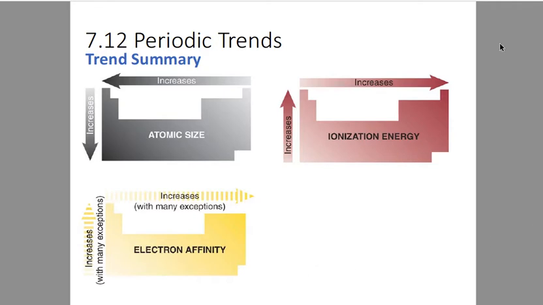So this is just the last slide in our set, and is a summary of the 3 trends that we're looking at in terms of ionization energy, atomic size, and electron affinity. Now again, electron affinity has a lot of exceptions to the rule, but we want you to just focus on the general trend with that.